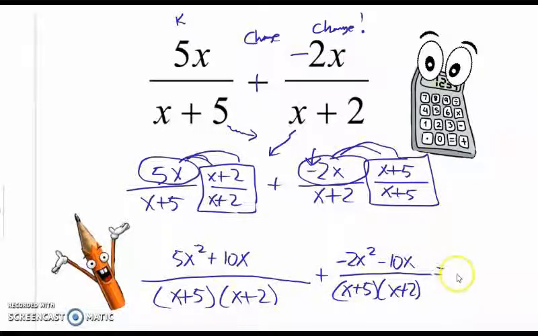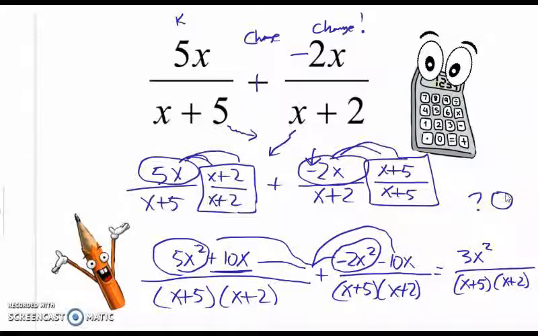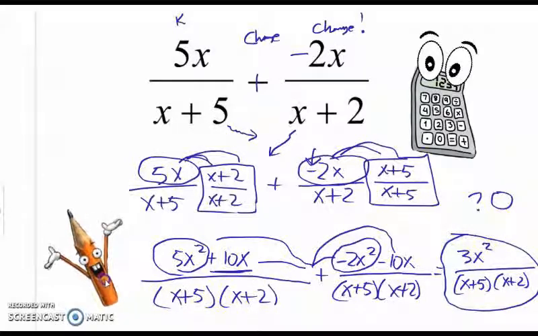And then we are going to solve by adding the two numerators and keeping the denominators because they are the same. After you multiply everything by the common denominator, you're going to simplify the problem by keeping the common denominator and adding like terms from the numerator. 5x squared minus 2x squared is 3x squared, and positive 10x plus negative 10x equals 0, so you do not have to include that in the problem. The answer is 3x squared over x plus 5 and x plus 2.